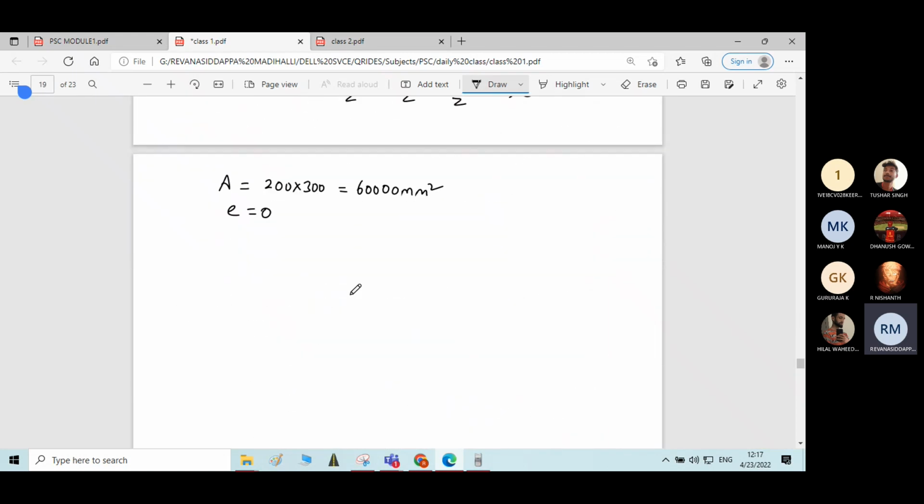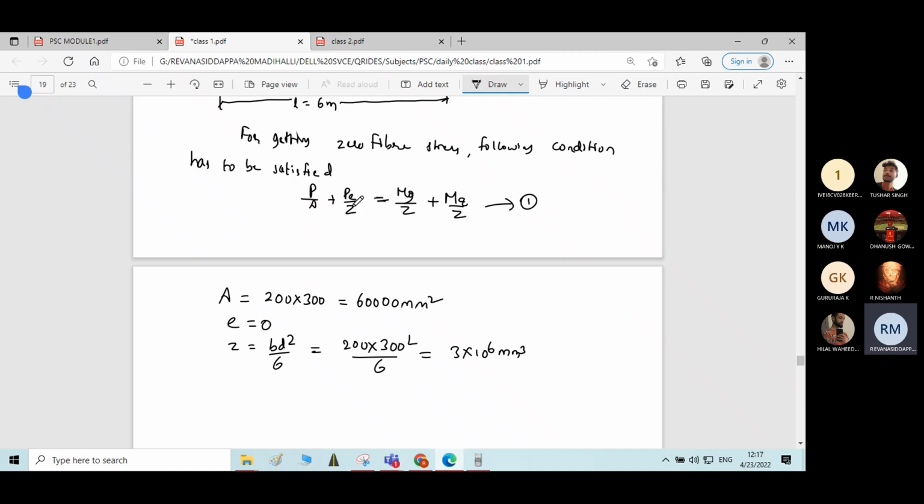Z is equal to BD square by 6. B is 200 into 300 square by 6. So Z will be 3 into 10 power 6 mm cube. Then eccentricity is known. Mg and Mq we need to find.